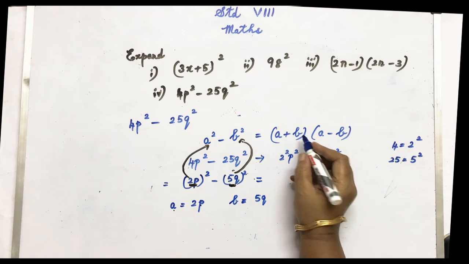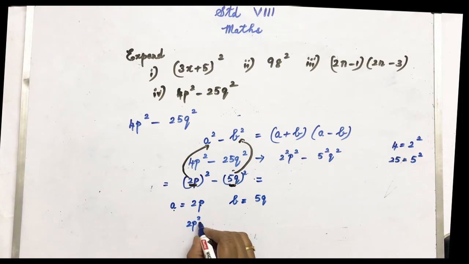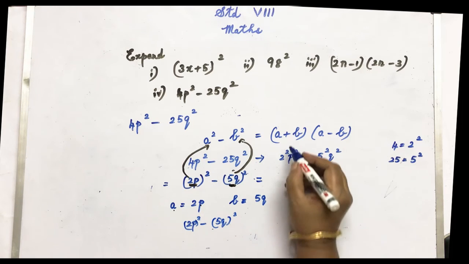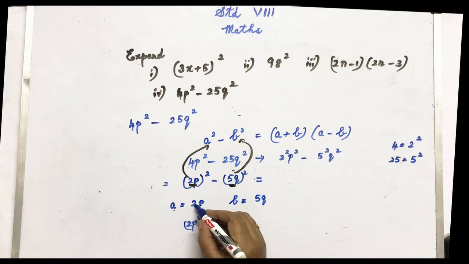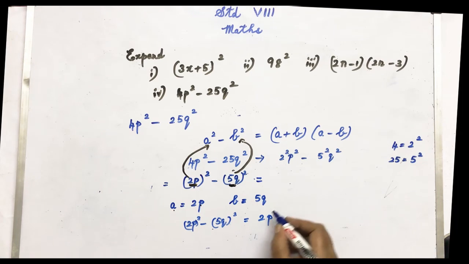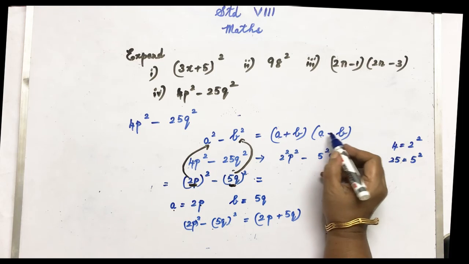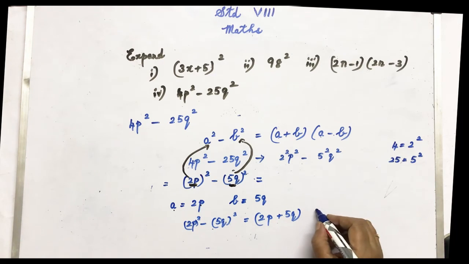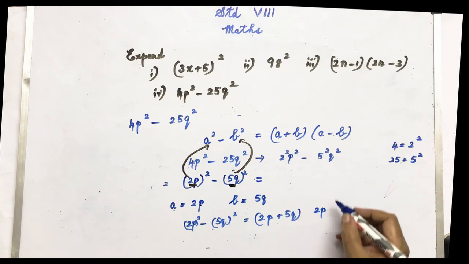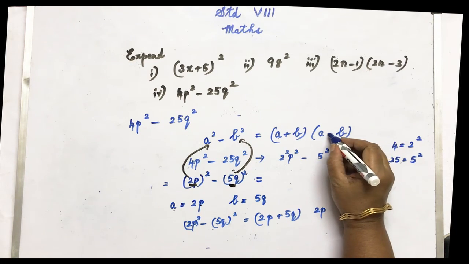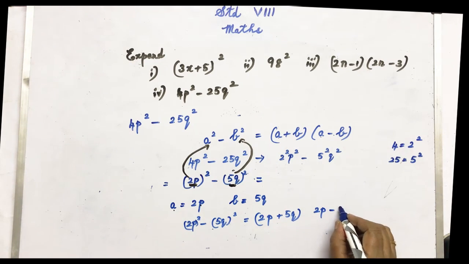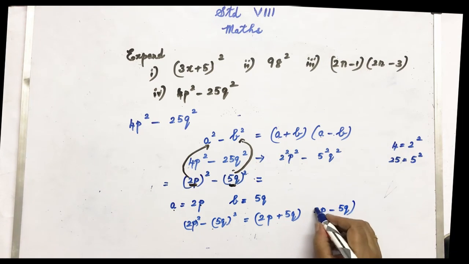Now we will find out the answer for this. So 2p whole squared minus 5q whole squared is equal to a plus b. In the place of a we have 2p, in the place of b we have 5q. So we have written a plus b, and next we should write a minus b. In the place of a we should write 2p, in the place of b we should write 5q, but here we have a minus sign. So minus 5q.